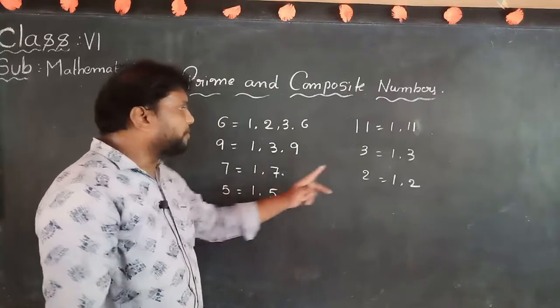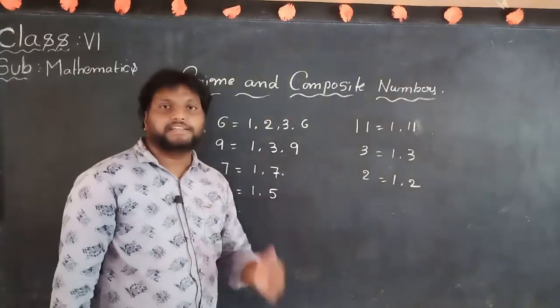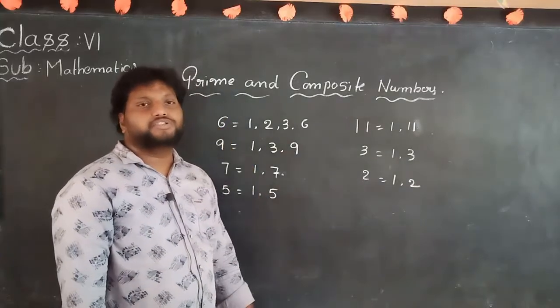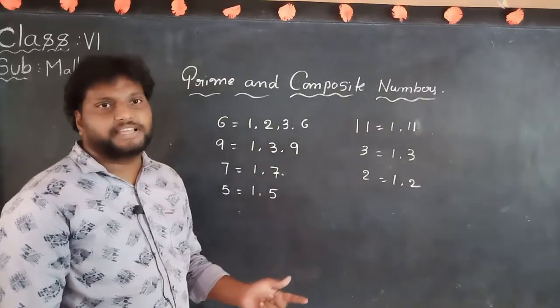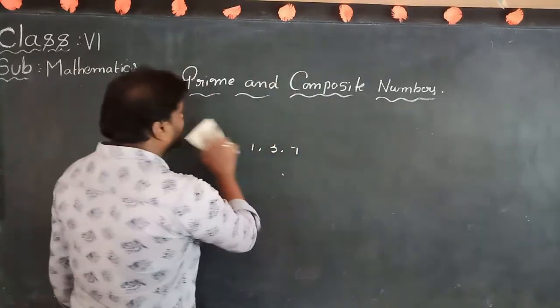Then this type of numbers are called prime numbers. Prime numbers are nothing but numbers having only two factors, and of those two factors, one is 1 and the other is the number itself. This type of numbers are called prime numbers, okay.